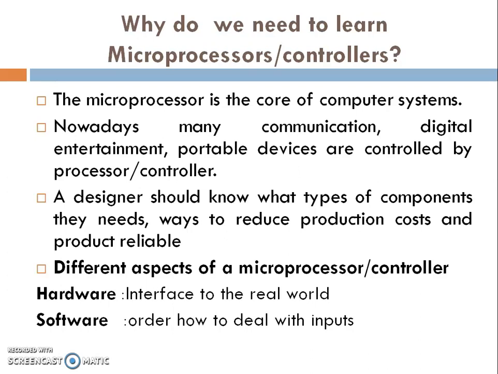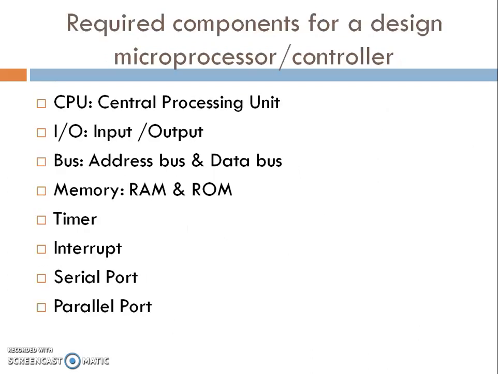A processor and controller mainly contain two parts, the hardware part and the software part. The hardware part is used for interface to the real world and the software part is used to order how to deal with inputs and outputs.